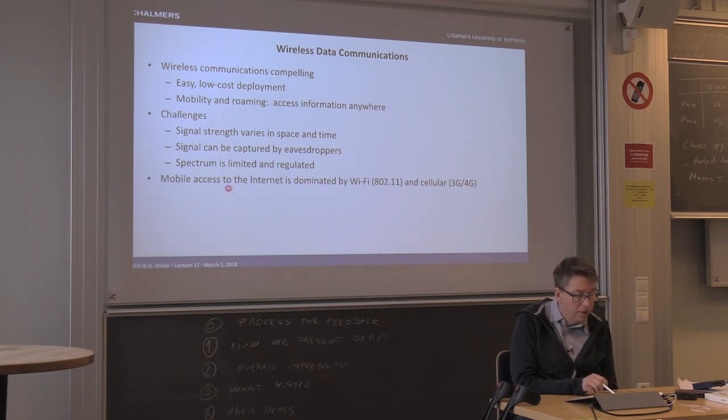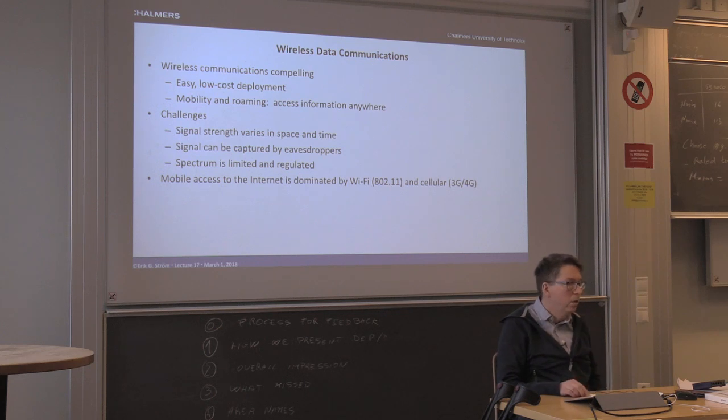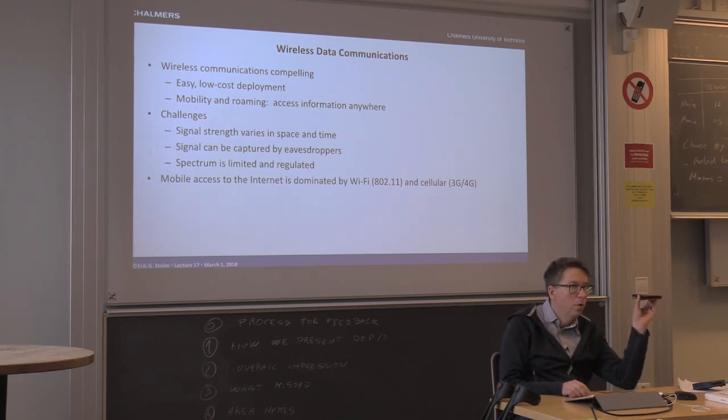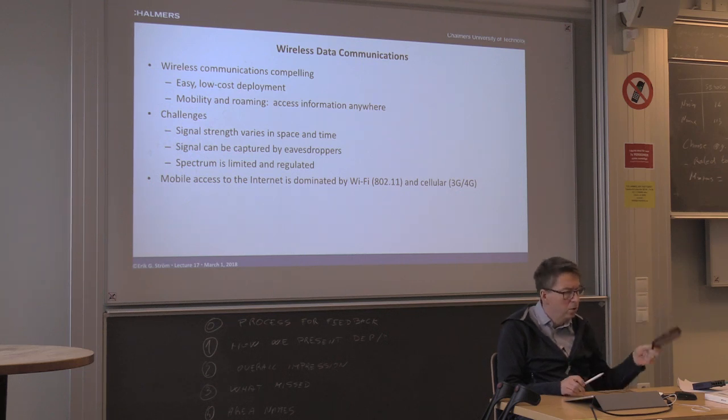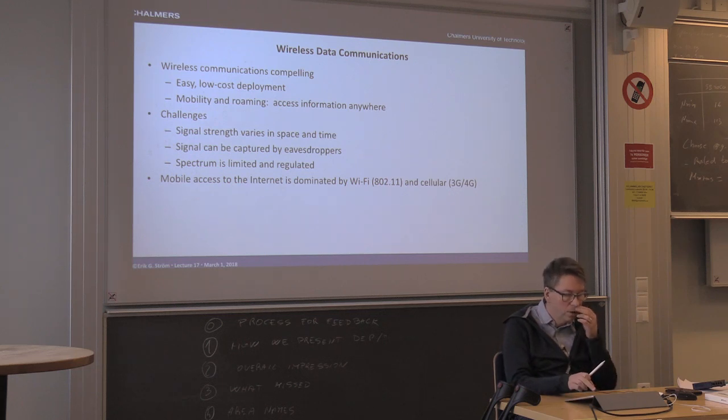So mobile access to the internet: there are two main ways to get to the internet. One is through cellular, 3G, 4G, and soon 5G, or it's Wi-Fi. Those are the two dominating access technologies. We won't talk much about cellular in this course, not at all, actually. So let's just talk about Wi-Fi, because that fits into the story that we have been talking about so far.